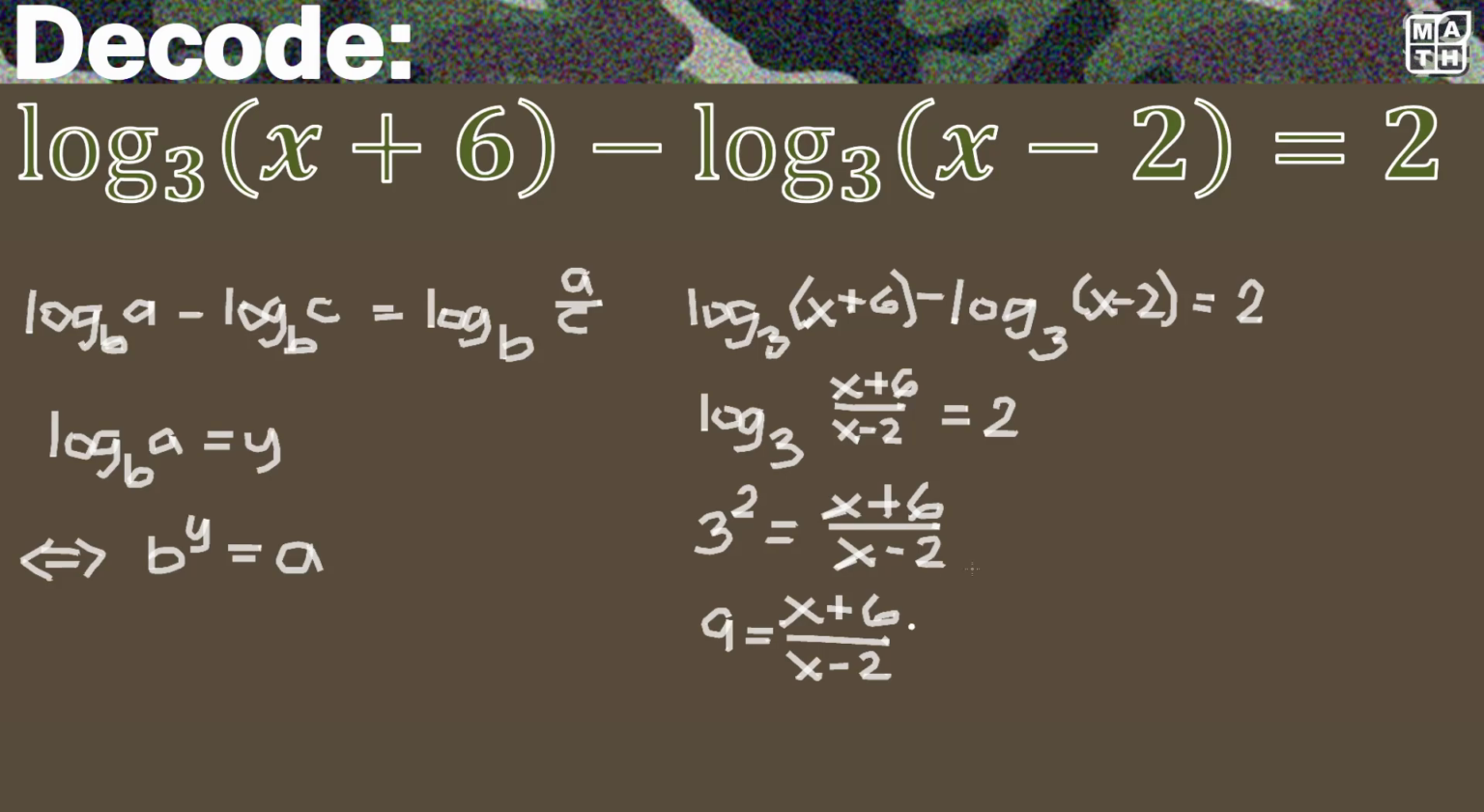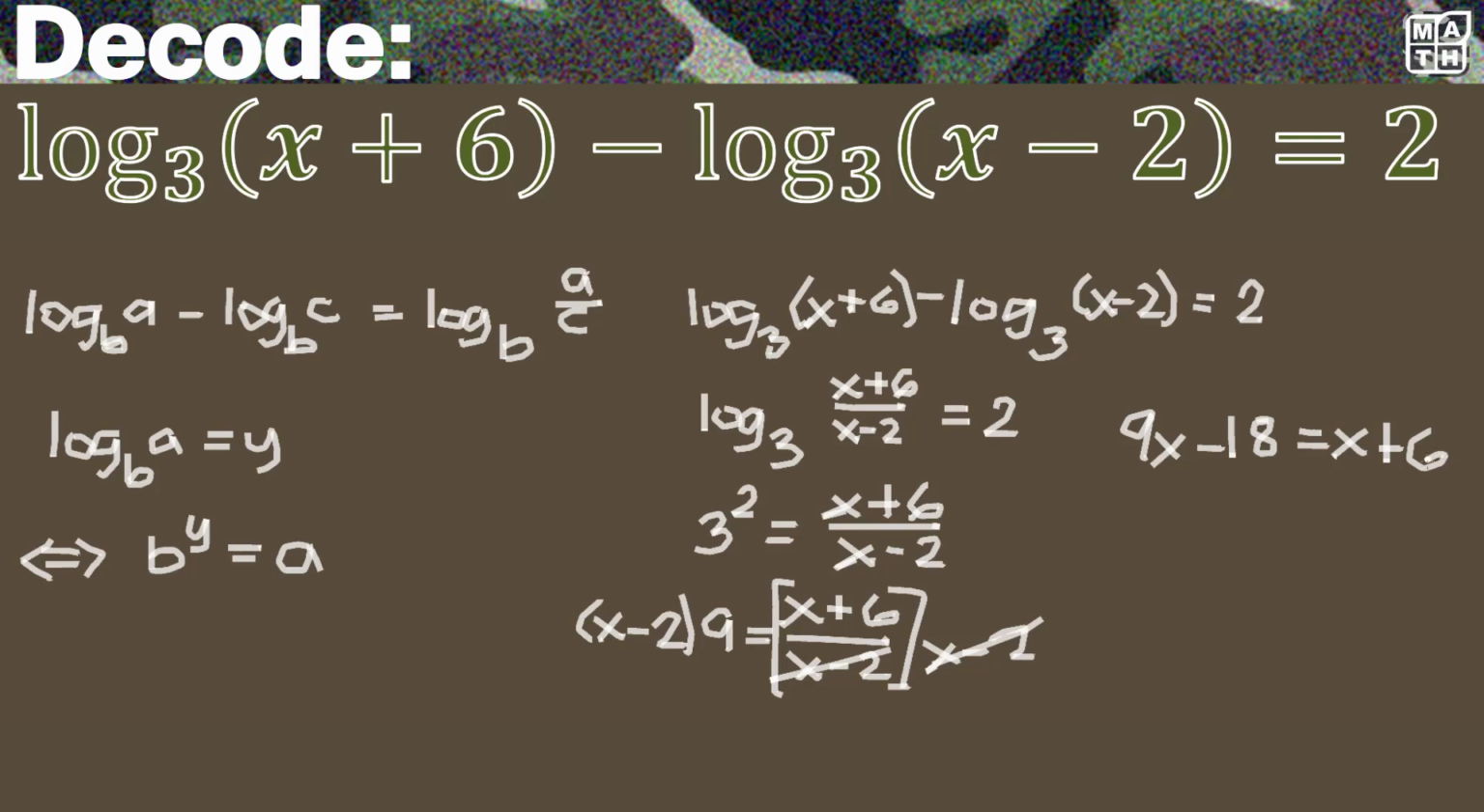Now, when we are going to solve for x, let's multiply both sides by the denominator x minus 2, so that this would be cancelled here. And again, multiplying both sides by x minus 2, so that we retain equality. This would mean that your left-hand side would be 9x, you distribute 9, minus 18 is equal to x plus 6. Then linear equation, subtract x both sides and add 18 both sides.